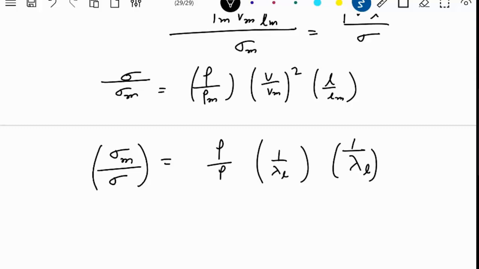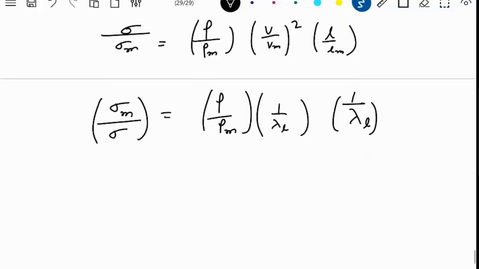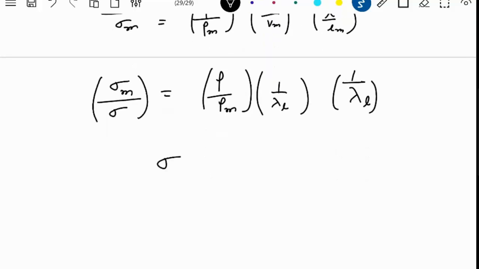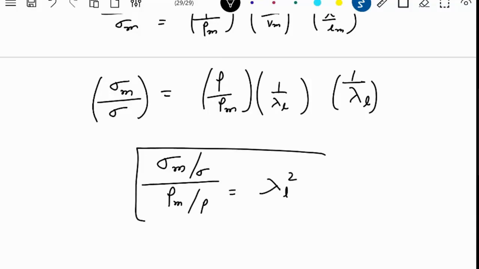So from here you can say this will come. So if you rearrange, this will come sigma m by sigma, rho m by rho is equal to lambda L square. So the Weber number similarity is giving you some relation between the surface tension coefficient and the density ratio of the model and the prototype. So now using this, you can solve a problem. Once you equate these three terms, you make the similarity of this, and then you can solve the problem.